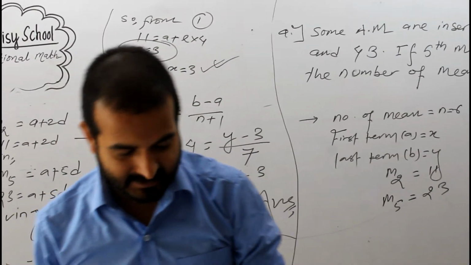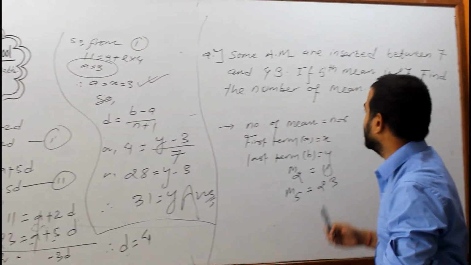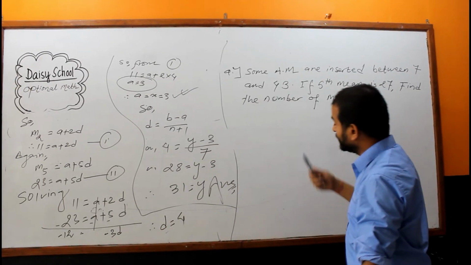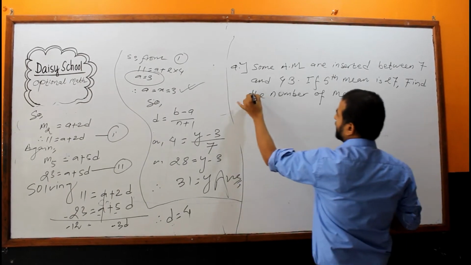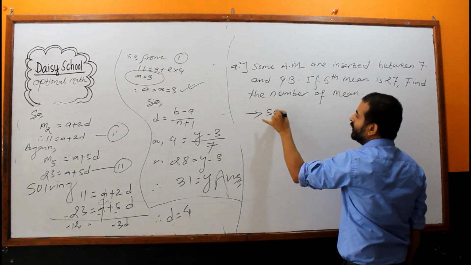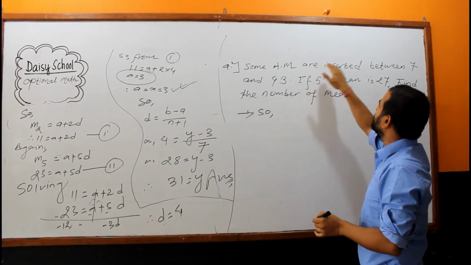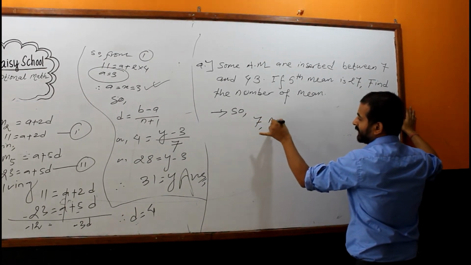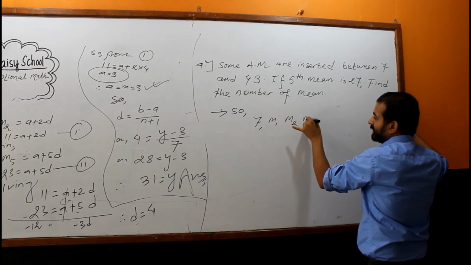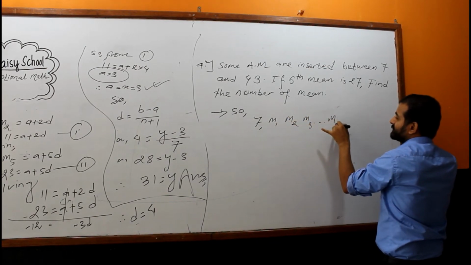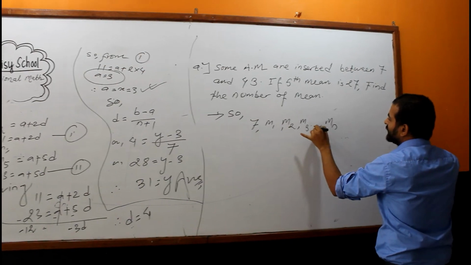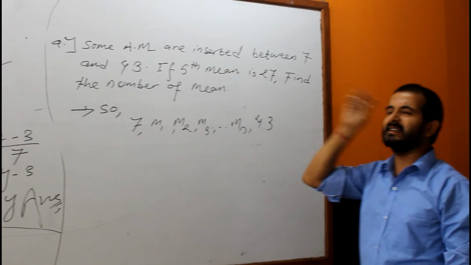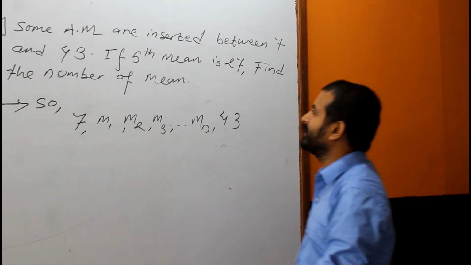Okay, my dear students, there is no problem. Now let's talk about the problem. New problem, new thinking, everything will be new now. So some arithmetic means are inserted. Some means, we don't know. There is 7, here is the first mean, second mean, third mean, and here is the last mean. We don't know how many means there are because it is not given. And then 43. So how many means? That is the main problem.